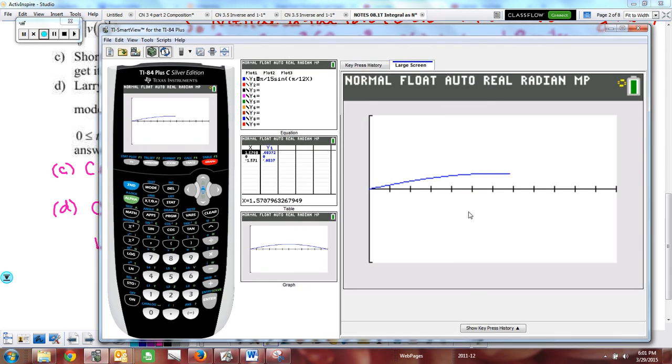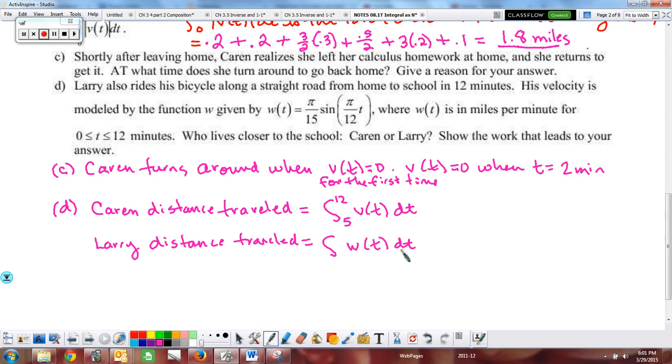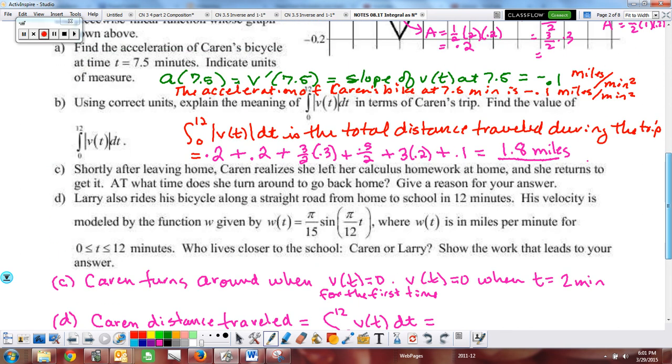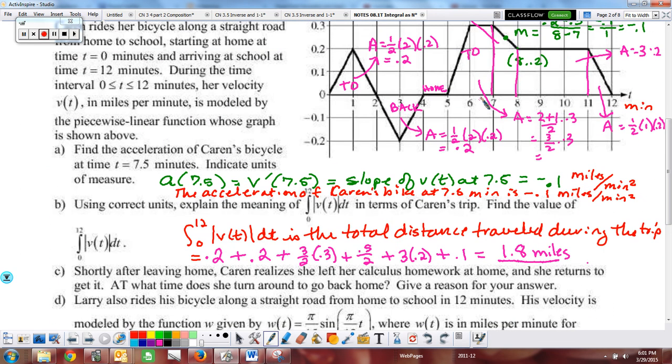All right, so here's his picture coming across. This is a calculator problem. And as you can see, oh, look, it's positive the entire time. So keeping that in mind, I know that I can go 0 to 12 for him, and that will be his distance traveled. So we're going to do the 5 to 12 for her. We're going to go grab our numbers that we had from up here, starting with this one, 3/2 times 0.3.